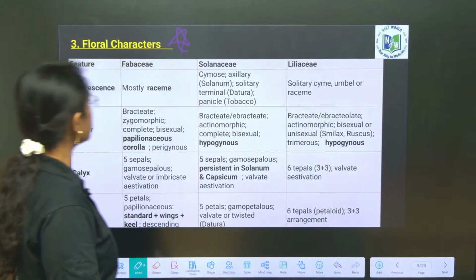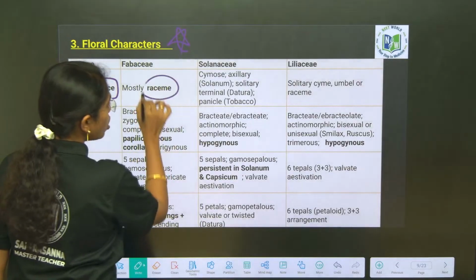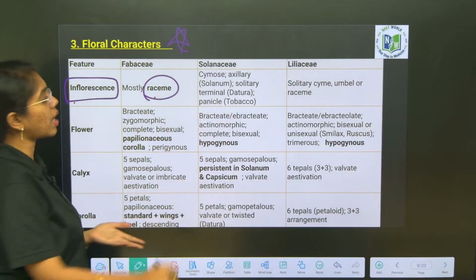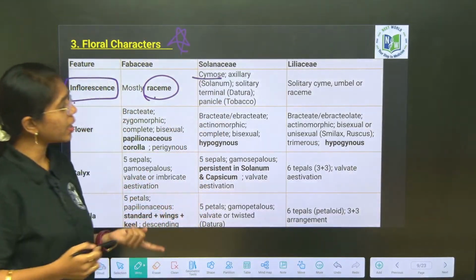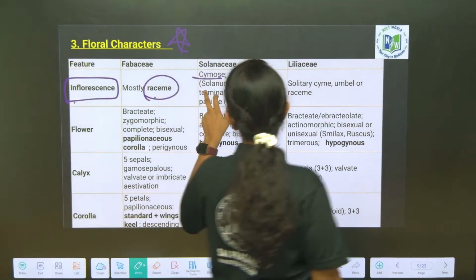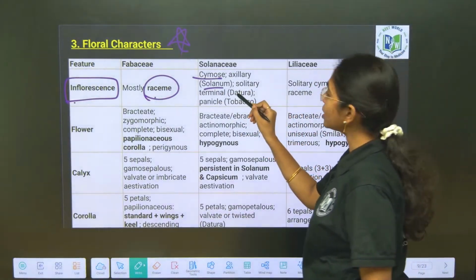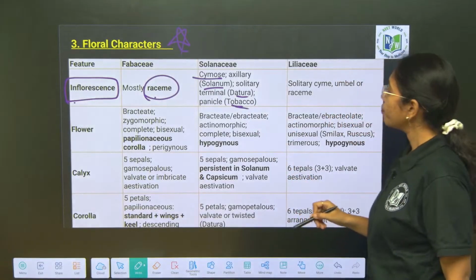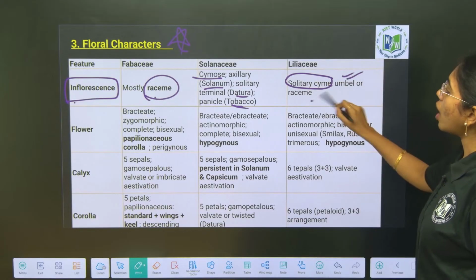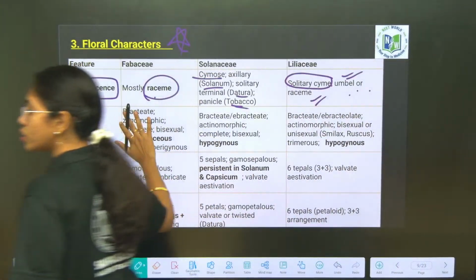So, here you see once again inflorescence. What type of inflorescence do you see in Fabaceae members? Mostly it is raceme type of inflorescence. Solanaceae members follow cymose type of inflorescence, like axillary cyme, solitary cyme, terminal or panicle type. Next, with examples you have to remember: axillary you see in Solanum, solitary or terminal cyme in Datura, panicle type in tobacco. Next, Liliaceae members: solitary cyme you will observe, umbel or raceme. Three types of inflorescence are possible. Okay, so this is about the inflorescence of three families.